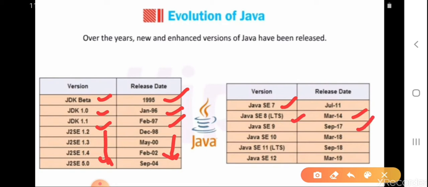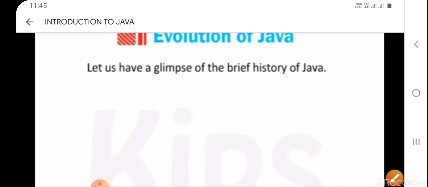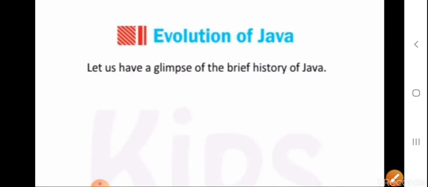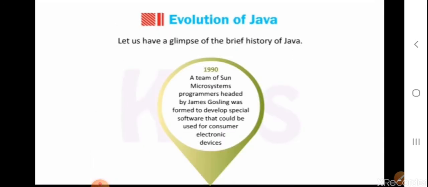In September 2017 they released Java SE 9. In 2018 they released Java SE 10. In September of 2018 they released Java SE 11, and in March 2019 they released Java SE 12. So over the years new and enhanced versions of Java have been released. Now let's take a quick glimpse of the brief history of Java.